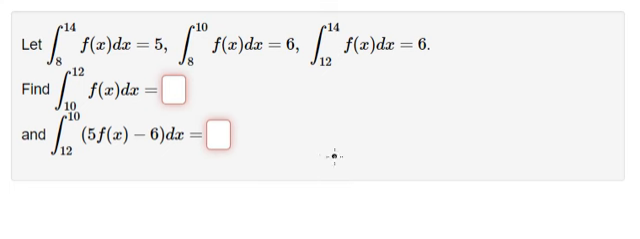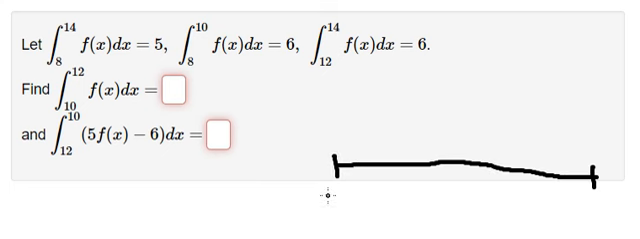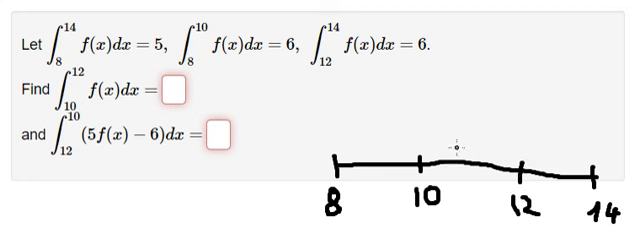So I just draw the diagram in here. We have the integration from number 8 to number 14. We want to find the integration from number 10 to number 12. So number 10 should be in here, and number 12 is in here. We want to find this one only. So that means we need to subtract the integration from number 8 to number 10 and the integration from number 12 to number 14.